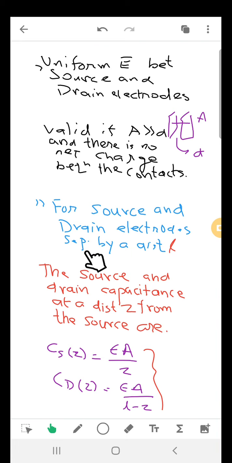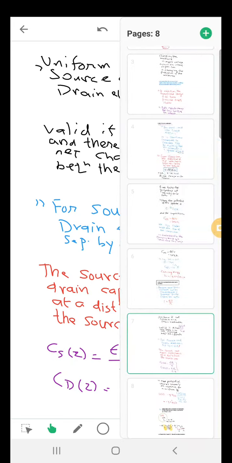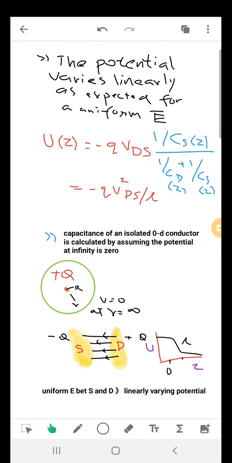So for the source and drain electrodes separated by a distance L, with the conductor at a distance Z from the source, this is the capacitance at the source and this is the capacitance at the drain. The potential varies linearly for the uniform electric field, so it is minus Q VDS, 1 by CAZ, divided by 1 by the source capacitance plus 1 by the drain capacitance, which is equal to 1 minus Q squared VDS by L.